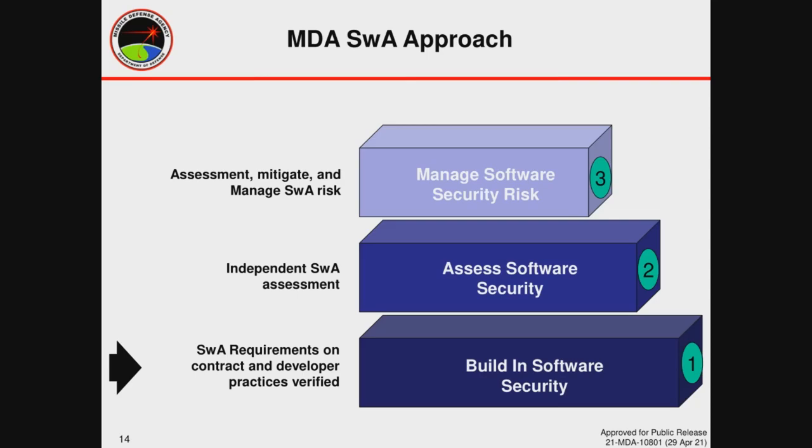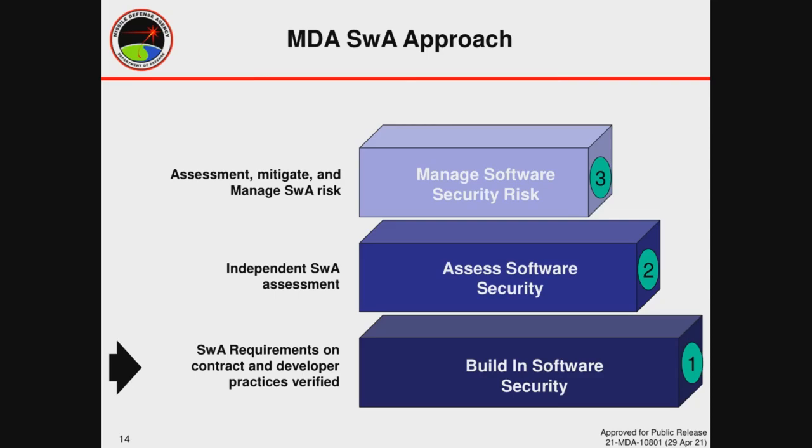Once on contracts, we check to make sure that the software assurance requirements are actually performed at engineering technical review milestones and through normal program office oversight. In the second step, assessing software security, we require an independent assessment of our developed code. We recognize that although we make our best efforts, we could actually miss a vulnerability during the development process. We want a second set of very smart eyes looking at the software in order to reduce the likelihood that a vulnerability was missed.